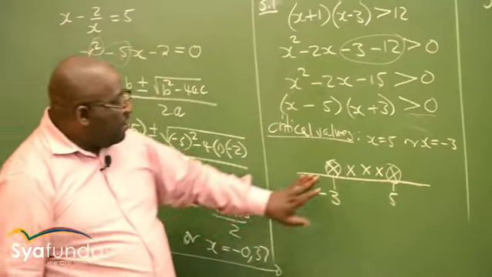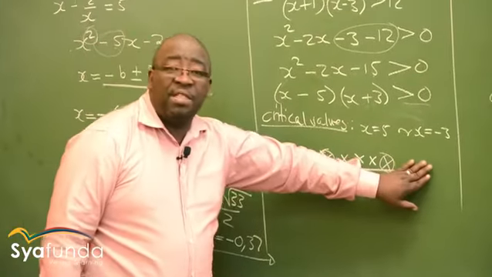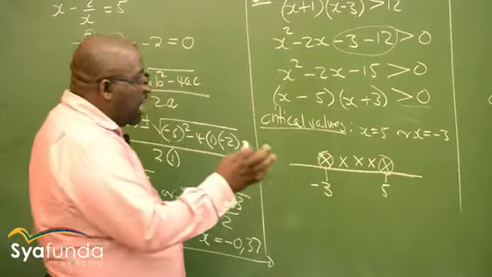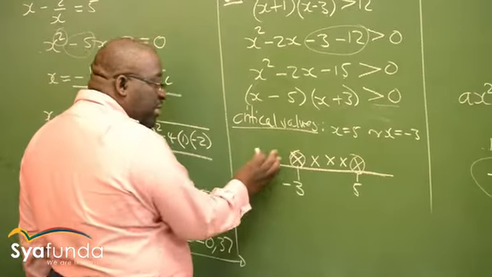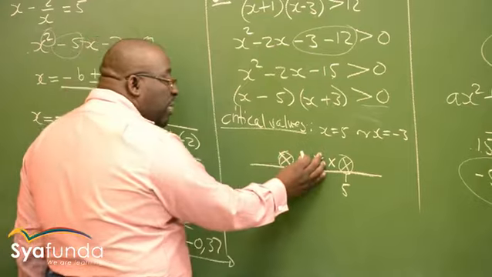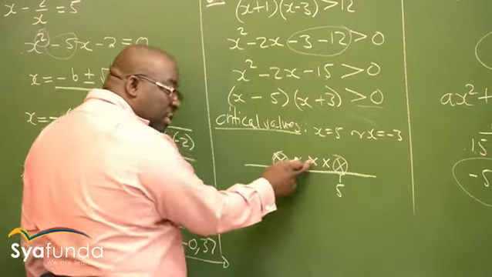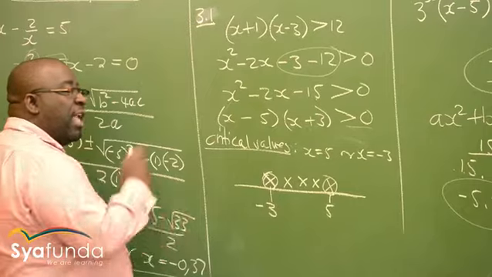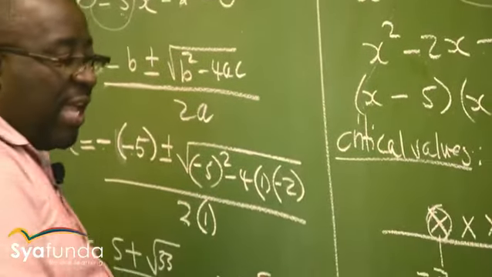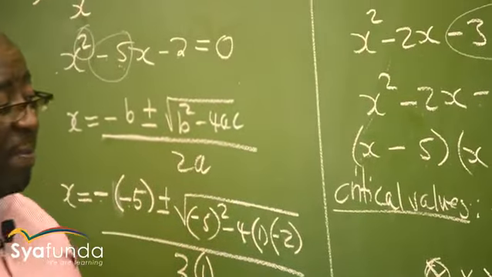Now watch here. If this value is not part of the solution, this one will be part of the solution, and that other one will be part of the solution. If this is a solution, this will not be a solution, this will be a solution. If this is not a solution, this will be a solution. They interchange on these three regions in that way. So if we take a value greater than 5, it should be part of the solution.